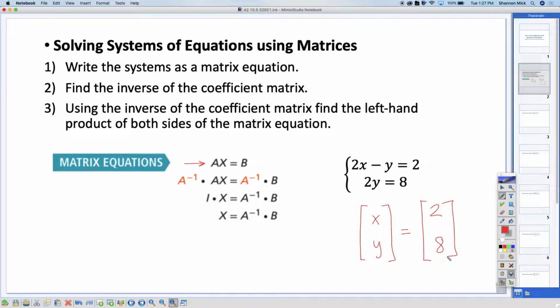Still haven't told you what's an A. But what do you think's an A? There's nothing left but what? The 2s and the 1. What are those numbers called? We've made this kind of matrix before when we did Gauss-Jordan elimination. What is 2 to x? What's its relationship? What is negative 1 to y? What is 2 to y? It's the number in front of the variable, called the coefficient. Wow. Good job.